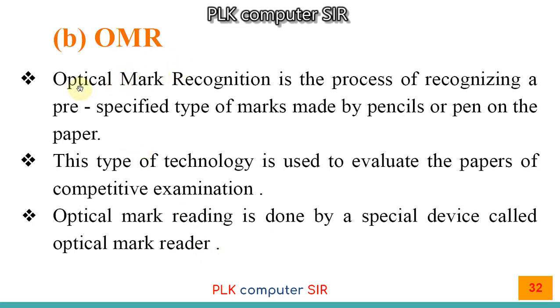Number B, OMR, optical mark recognition, is the process of recognizing pre-specified types of marks made by pencil or pen on paper. This type of technology is used to evaluate the papers of competitive examinations. Optical mark reading is done by a special device called an optical mark reader. Okay, so nowadays entrance examination copy correction, or public service commission multiple choice questions, will be corrected using an OMR machine.